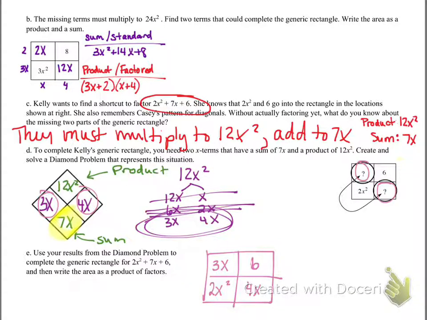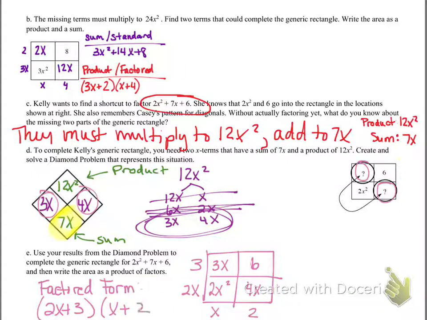So now our greatest common factor coming out of the 3x and the 6 is 3. GCF of this is 2x. GCF is 2. Okay. And so now it says write the sum as a product of the factors. So the factored form of this is going to be 2x plus 3 and x plus 2.